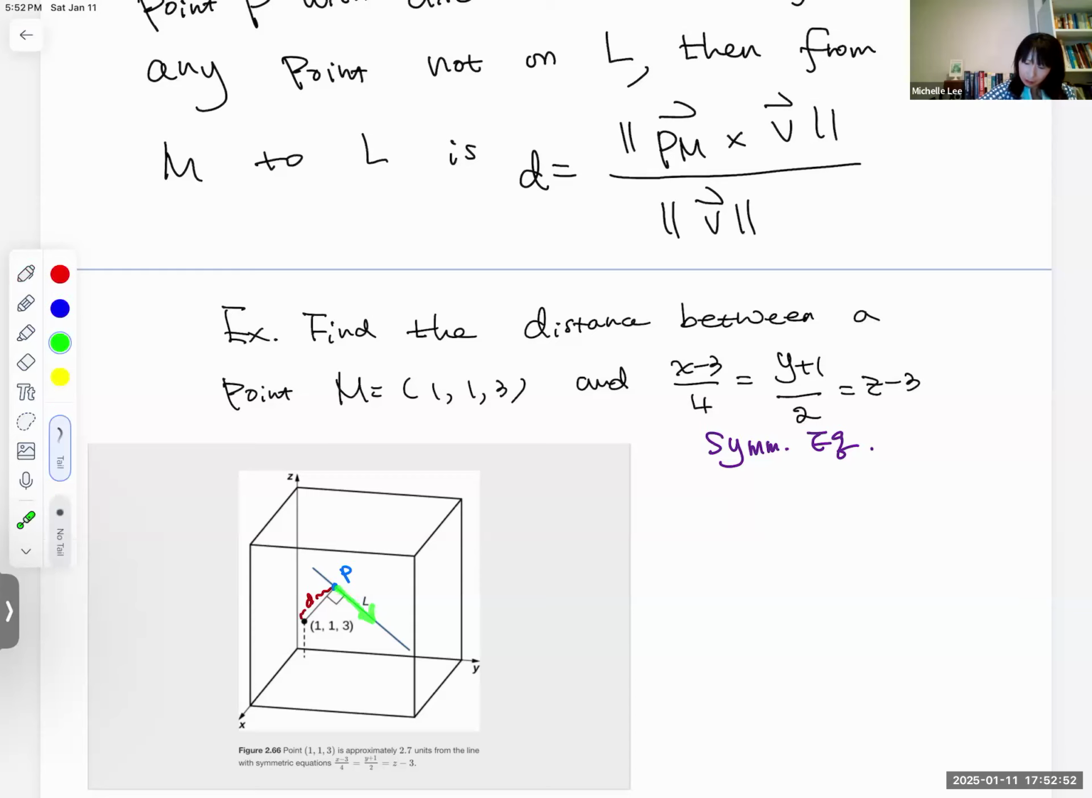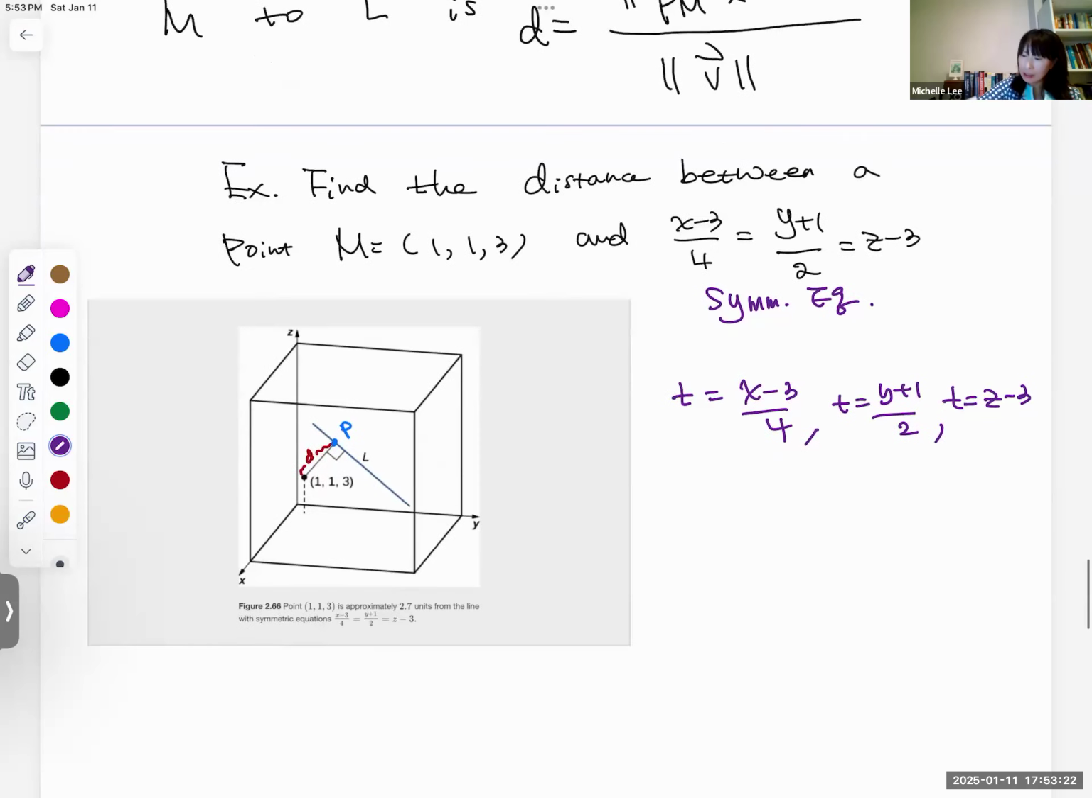So it might be here, it might be there. Okay, so let's do reverse. T equal to (x minus 3) over 4 and T equal to (y plus 1) over 2. T equal to z minus 3. Now let us solve for x, solve for y, solve for z, right?